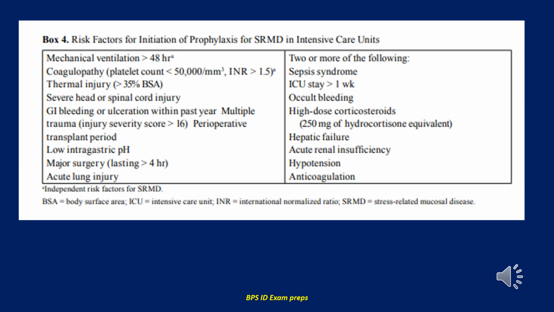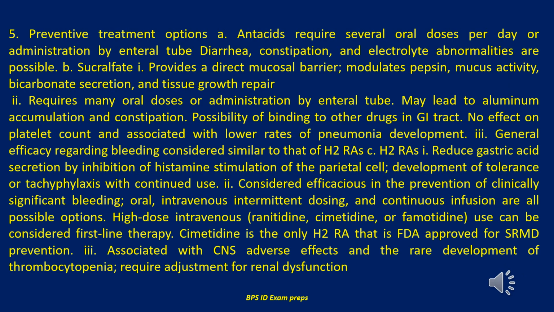Pause the video and carefully scrutinize Box 4 summarizing the risk factors for initiation of prophylaxis for SRMD in intensive care units. 5. Preventive treatment options include the following: A. Antacids. They require several oral doses per day or administration by enteral tube. Diarrhea, constipation, and electrolyte abnormalities are possible.